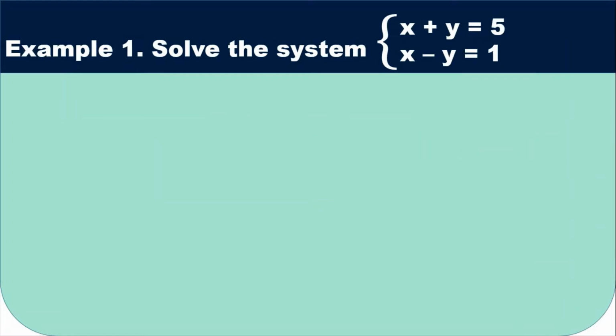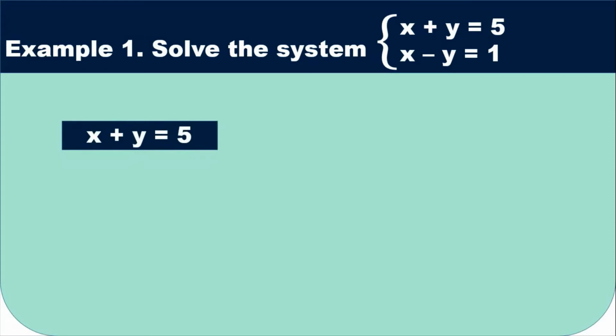Let's have an example. Solve the system x plus y is equal to 5, x minus y is equal to 1. Since we will solve the system by graphing, we will graph the two equations in a single Cartesian plane. Let's start with the first equation. To draw the graph of x plus y is equal to 5, we will identify two of its solutions.